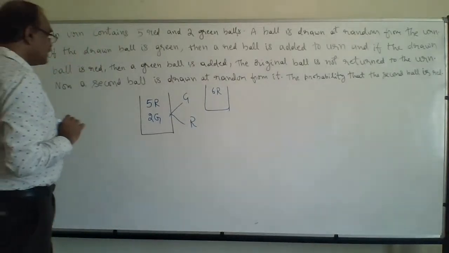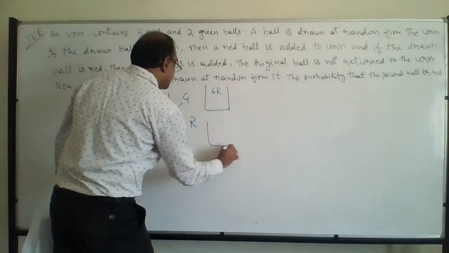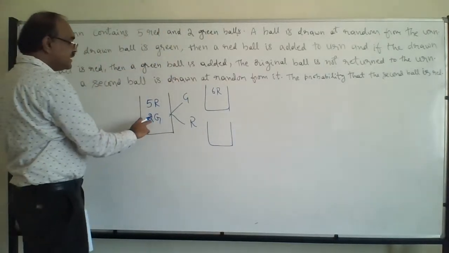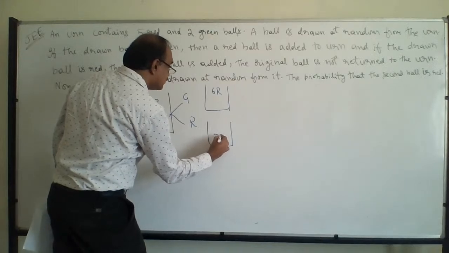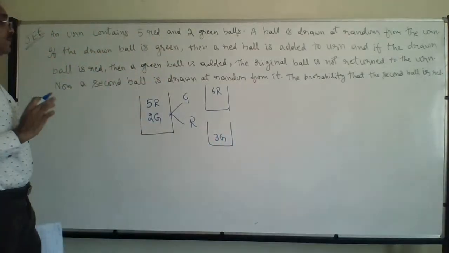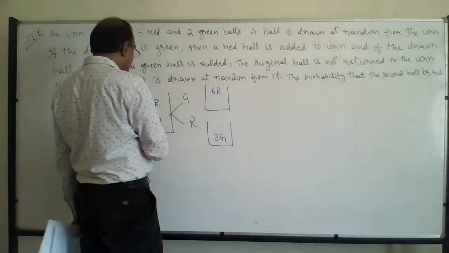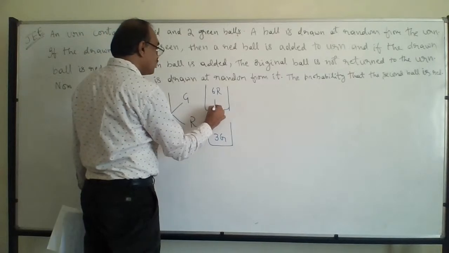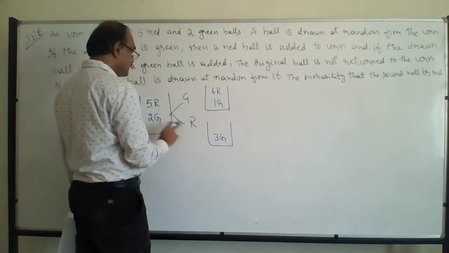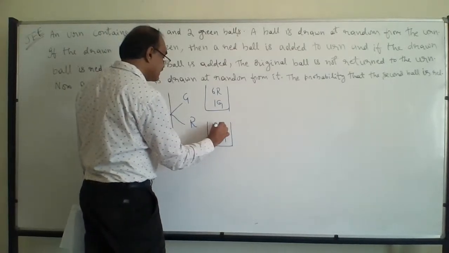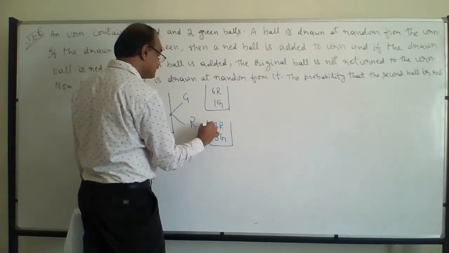And if the drawn ball is red, suppose you get red, then a green ball is added. Green becomes 2 plus 1, 3 greens. The original ball is not returned, meaning suppose you have drawn green, you don't return that one, so only 1 green will be there. Here if you get red, you don't return the original ball, so you'll have 4 red. So this is the scenario.